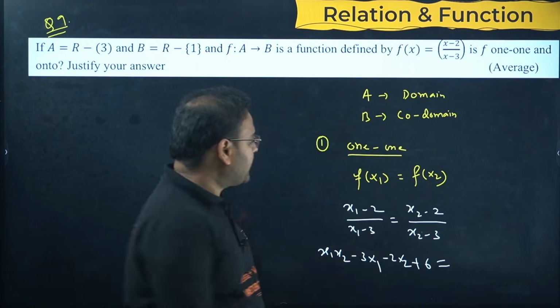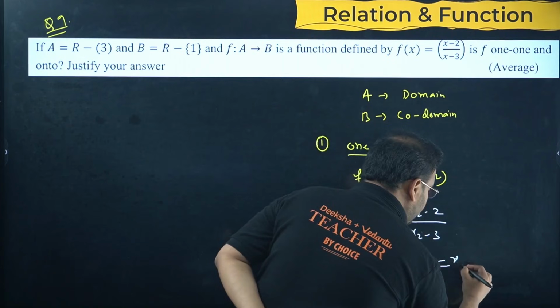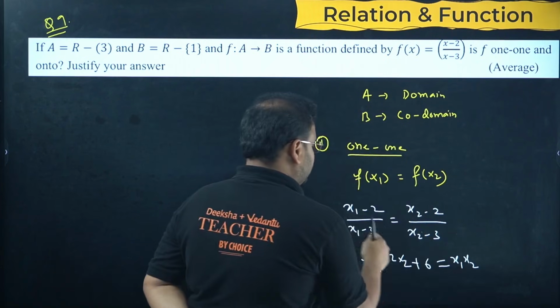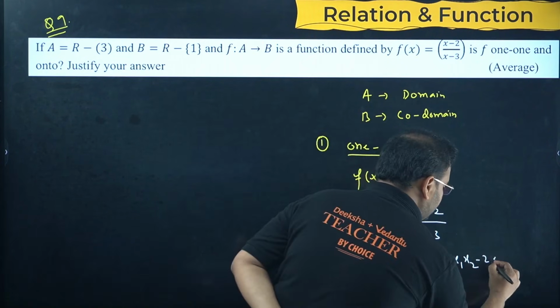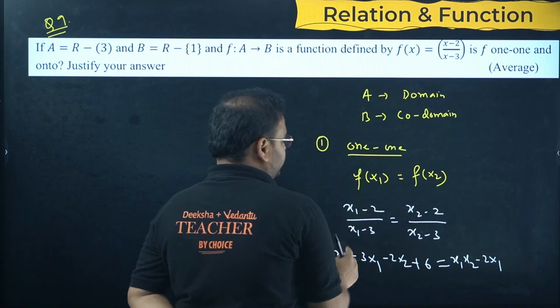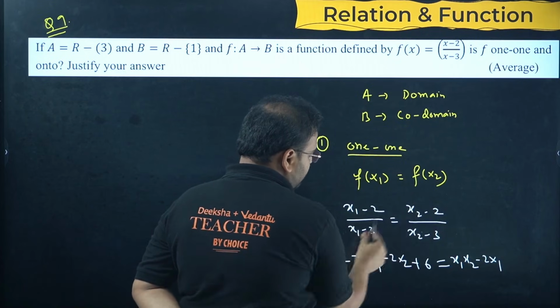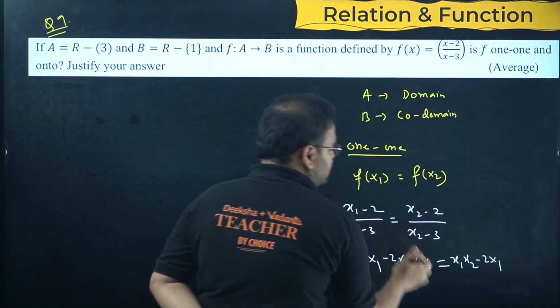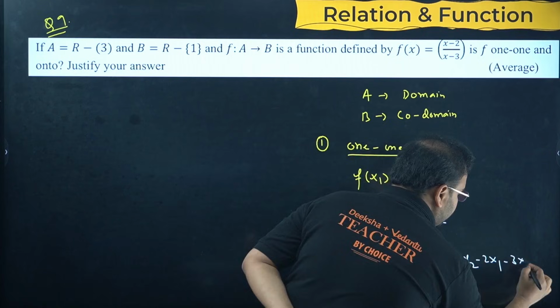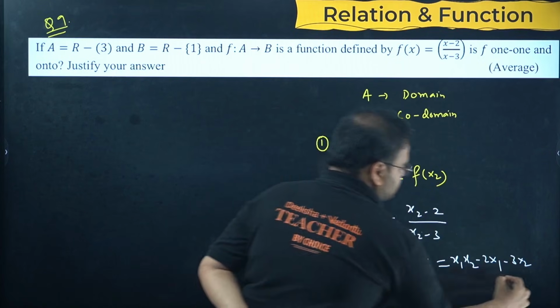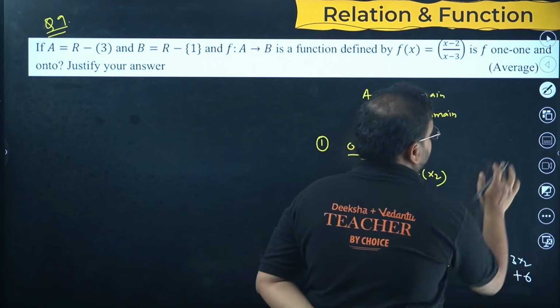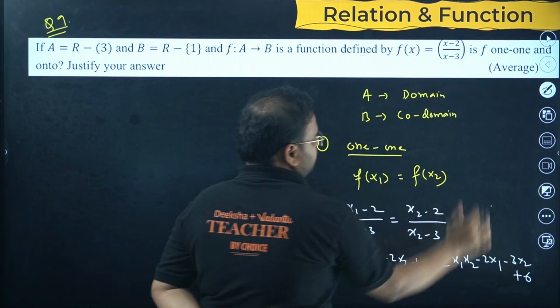I'll do the other side now. x1 x2, x1 into minus 2, that's minus 2x1. I've done x1 with both the terms. Now minus 3x2, and plus 6.